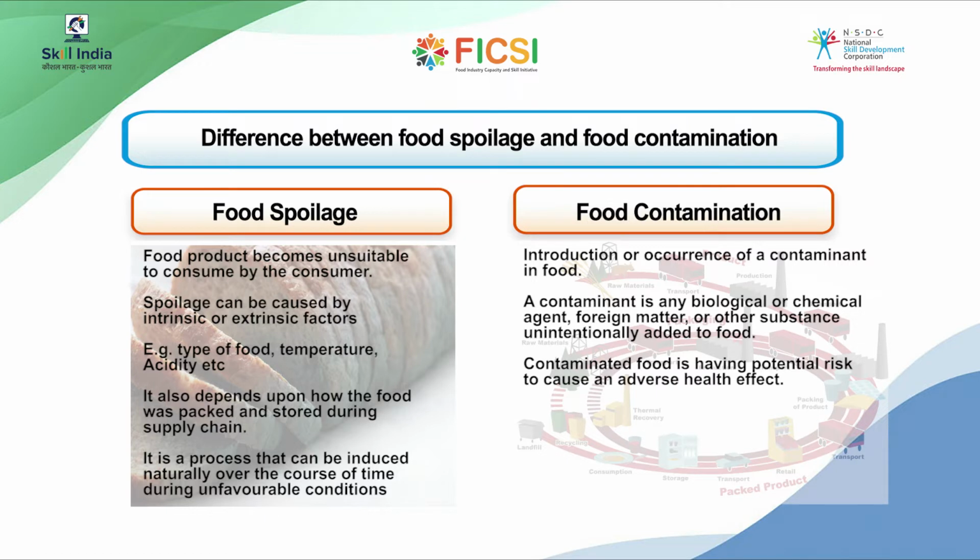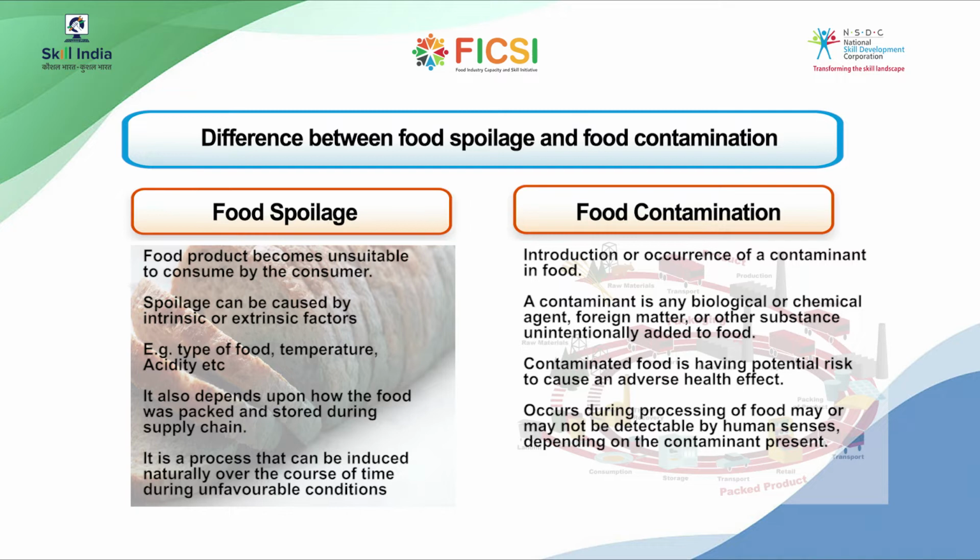The major difference between the two is that food spoilage can be identified by the human senses as the texture and or taste of the food changes. It is a process that can be induced naturally over the course of time. Food contamination, however, occurs from outside factors and may or may not be detectable by human senses, depending on the contaminant present.